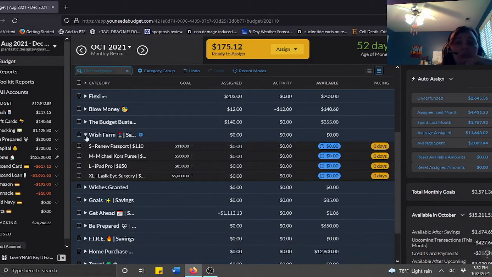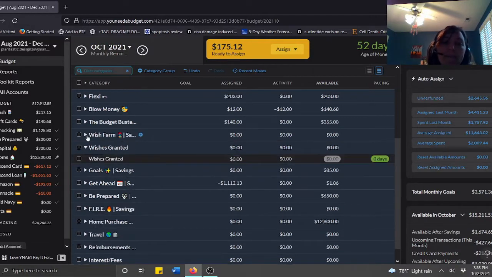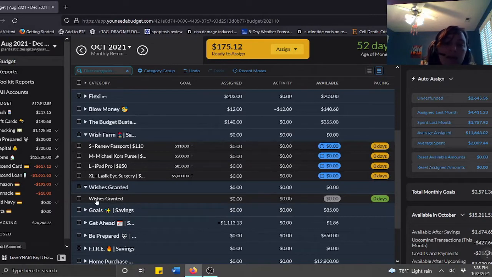Okay, Wish Farm, we'll come back to this, I don't know. So Wish Farm is basically savings goals that you have that are not like the budget busters, and they're not like vital savings as far as like your emergency fund or anything like that. These are wants, basically, where you slowly build up money to buy these things. So yeah, those are savings goals, wishes granted. Whenever I meet one of these goals, I move the money down here, delete this category, and it helps me keep track of which one of these I've actually bought and all of that stuff.